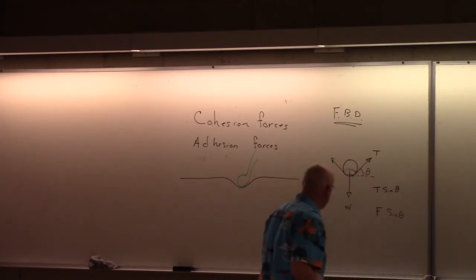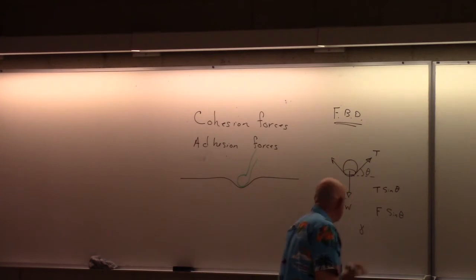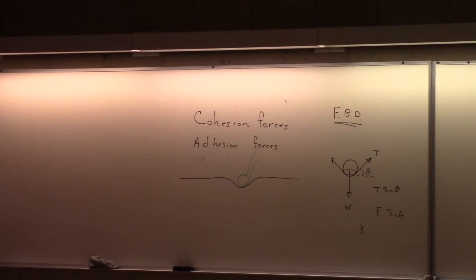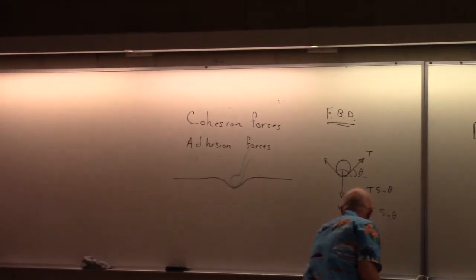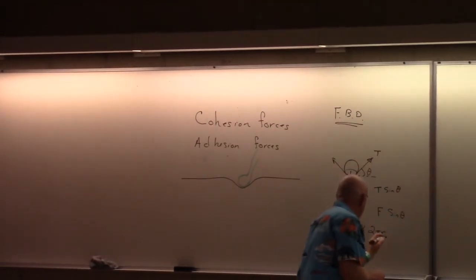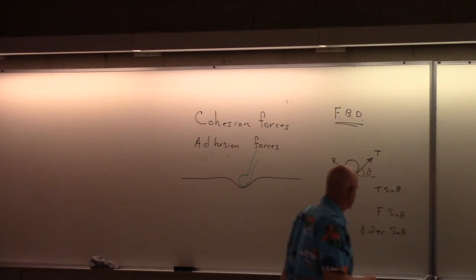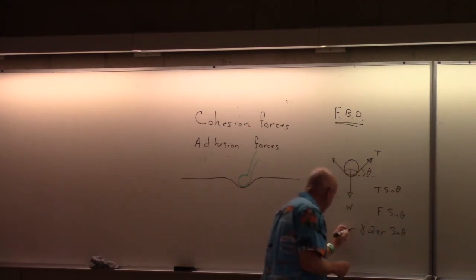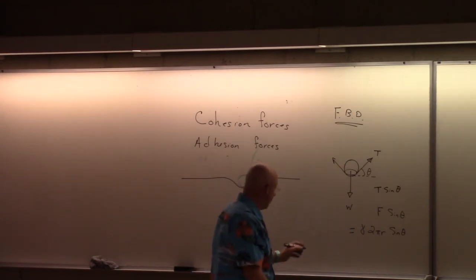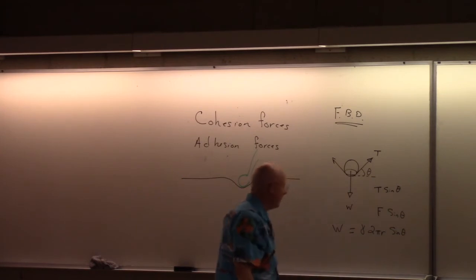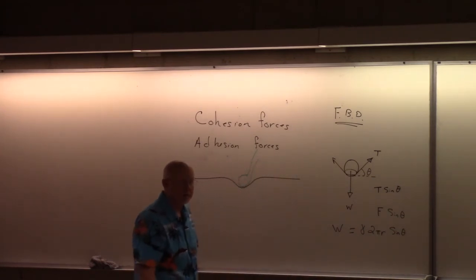I could say that if I take gamma and multiply by the length, and so I'm just going to kind of assume that the foot of this bug is going to make a circle, so it would be a circumference. So this would be 2 pi r. And then sine theta. That would be the total force lifting up. And then that would equal the weight if it's supporting.